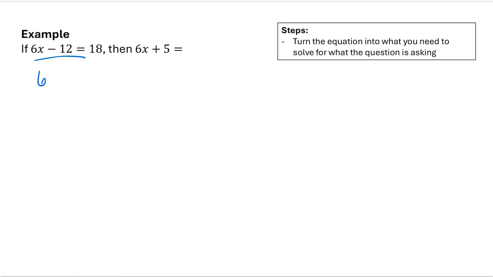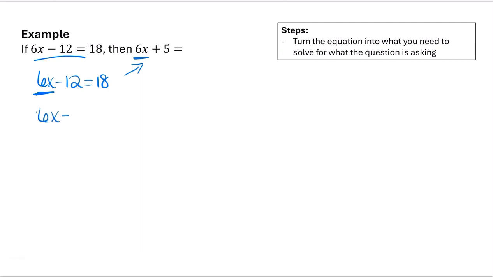So here we have 6x minus 12 equals 18, okay? So notice I have a 6x here, and then I actually have a 6x in what I'm trying to find. So what I'm thinking here is if I go ahead and solve this equation for 6x, I can just plug that into this equation, and then I can solve without having to fully solve my equation. So let me show you what that looks like.